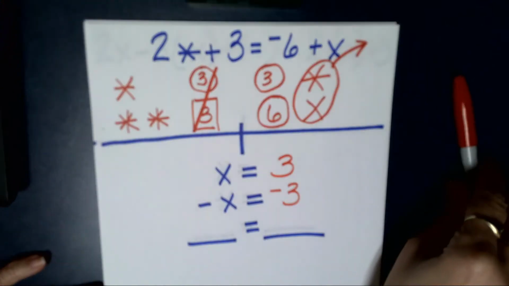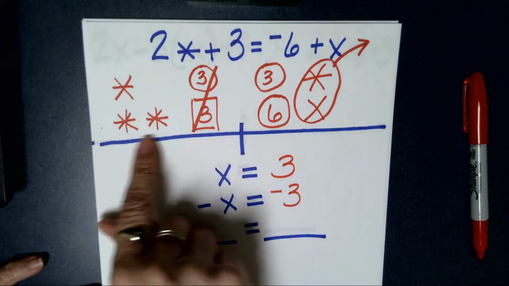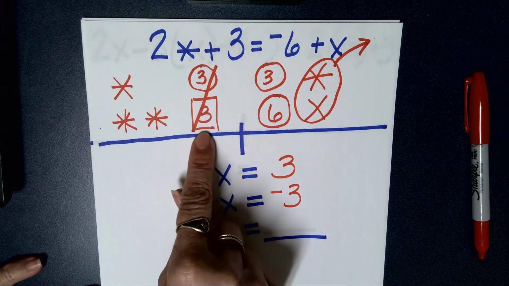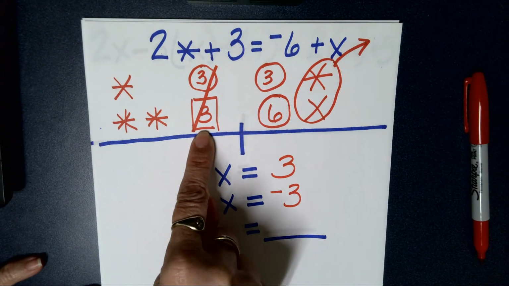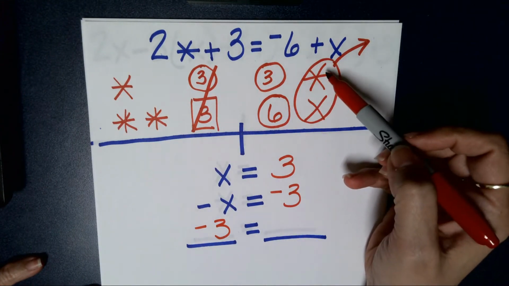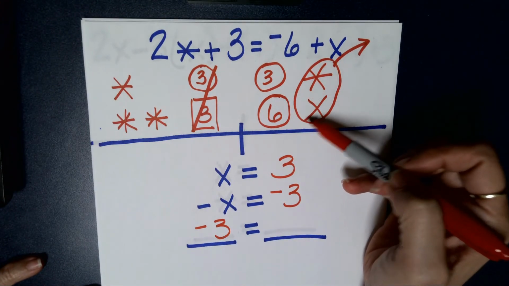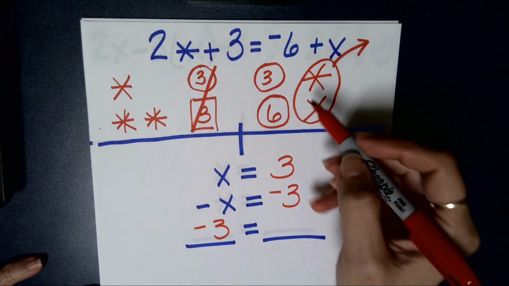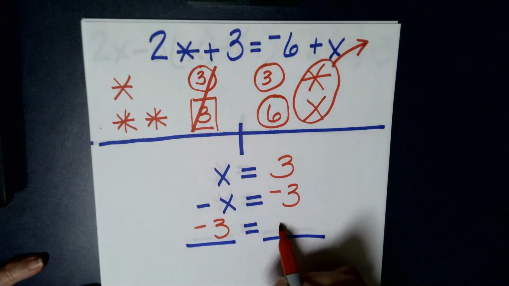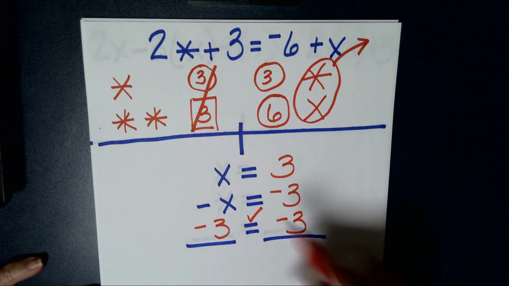So now we can go back and check our original problem. We started on this left side with just 2 stars, and 2 stars would be negative 6. And then we had a positive 3, which gives us negative 3. So let's see if negative 3 is equal to negative 3. We had a pawn, and we had a negative 6. So if a pawn is 3, negative 6 plus 3 gives us negative 3. So that is a correct check.